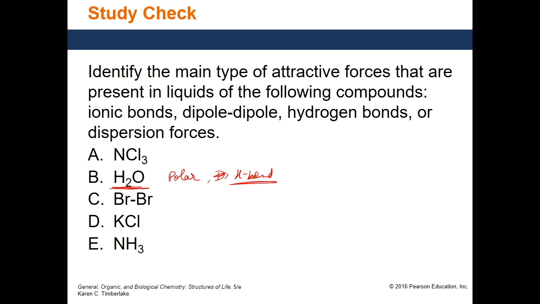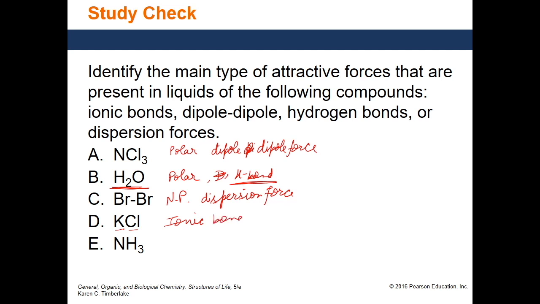How about NCl3? NCl3 is also a polar molecule, so this will consist of dipole-dipole force. When you're looking at molecules like this, you're basically looking for the force which is more prominent. When we are looking at Br2, this is a non-polar molecule, so a non-polar molecule only consists of dispersion force. Okay. KCl is an ionic compound, right? K and Cl is ionic, so this will consist of ionic bond. Ammonia is NH3. Here we have hydrogen bonded to N, which means this is also polar and will consist of hydrogen bond. So that is all that you need to know about the attractive forces that are present between molecules.